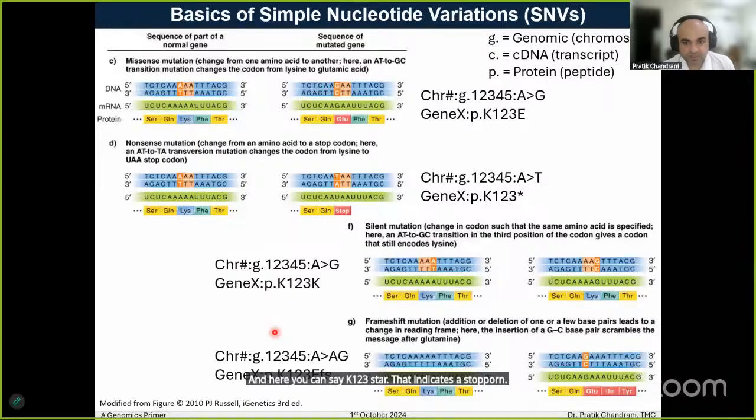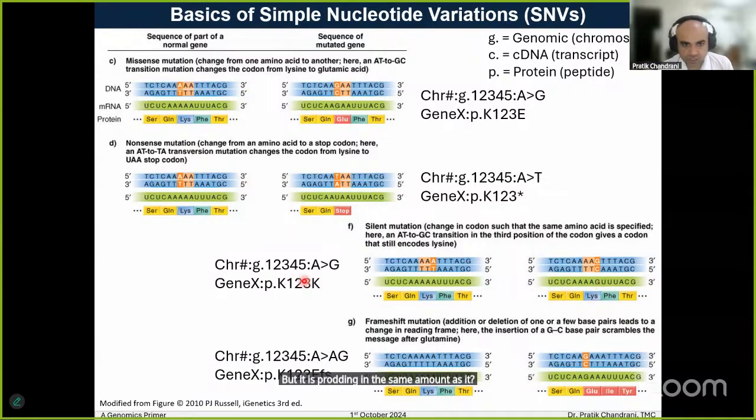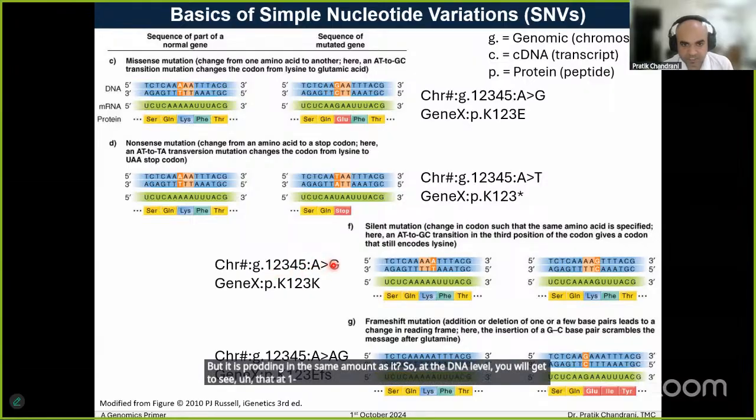Taking a few more examples, here there is a synonymous mutation. You can see at the DNA level there is a mutation A to G, but it is coding the same amino acid. So at the DNA level, you will get to see that at position 12345 there is an A to G mutation happening.